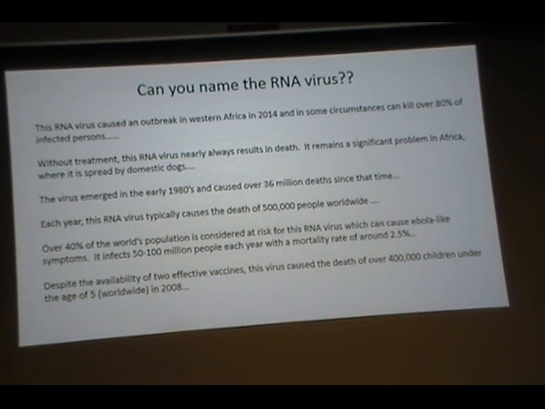Starts with an R. Rabies. Good. This virus emerged in the early 80s and has resulted in the death of over 36 million people worldwide. HIV. This year, or each year I should say, this RNA virus is to blame for about 500,000 people dying. Again, that's worldwide. Any guesses?